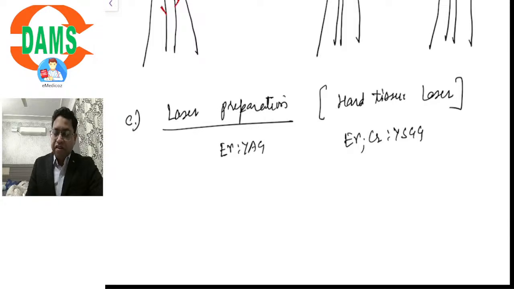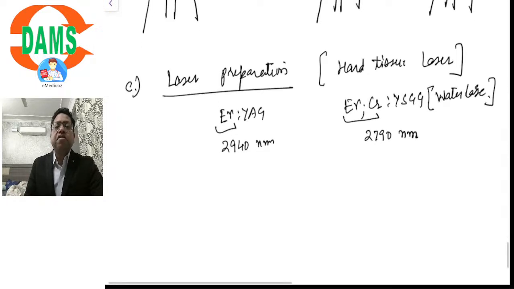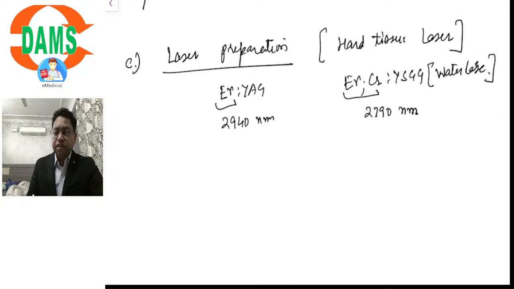The Erbium YAG laser has a wavelength of 2940 nanometers. On the other hand, Erbium Chromium YSGG has a wavelength of 2790 nanometers. The two wavelengths are in nanometers. Sometimes we also call it water laser. So you have to remember that these erbium lasers are very efficient in removing the dental hard tissues. They can be used for root end cavity preparation.